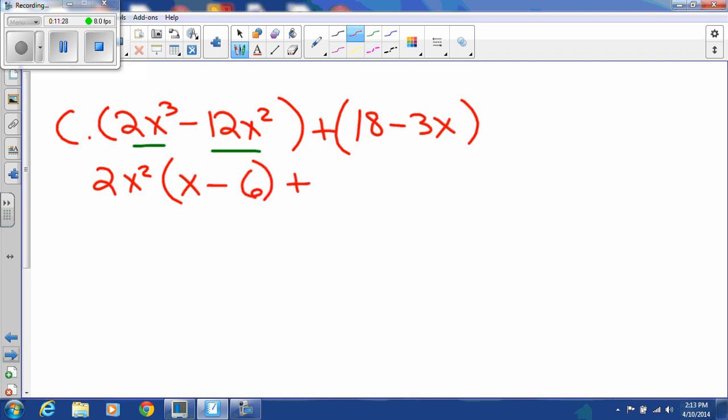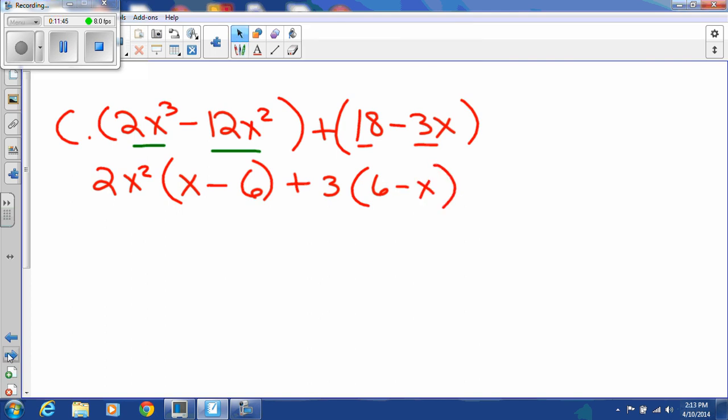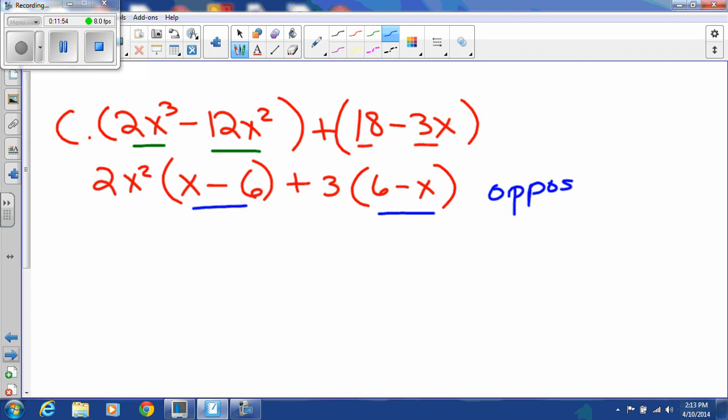Plus my second set of terms, 18 and 3x, have a common factor of 3. I'm going to pull a 3 out front of the parentheses. 18 divided by 3 is 6, and negative 3x divided by 3 is negative x. Let's take a look at the binomials. I have x minus 6 and 6 minus x. They are opposites, and I want them exactly the same. How can I do so? Well, you can make what's inside parentheses opposite by factoring out a negative. So instead of factoring out a positive 3, I'm going to factor out a negative 3.